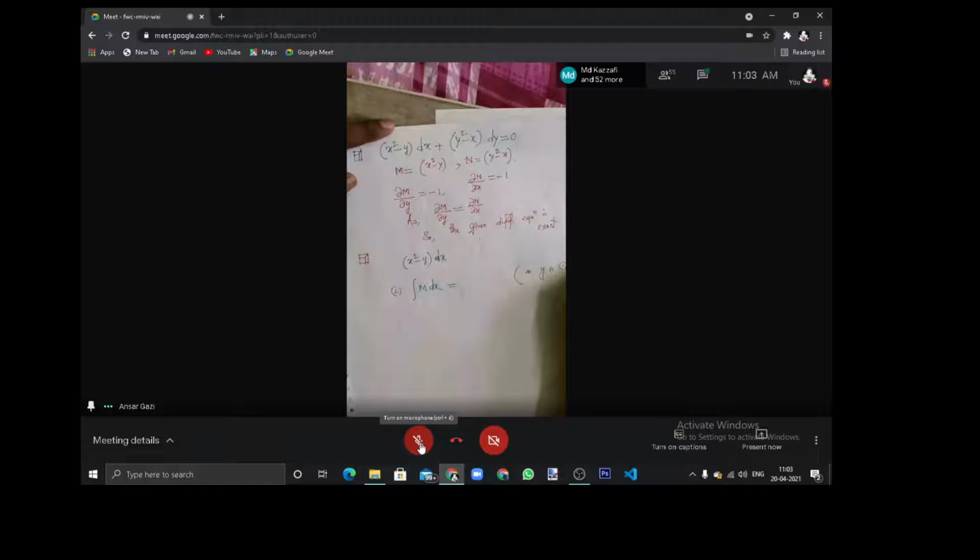Calculate it, where M is cos y. So this is the integral of M dx, treating y as constant. So x into cos y, integration of dx, so x cos y. Plus, the derivative of cos x is minus sin x, so minus y into sin x.